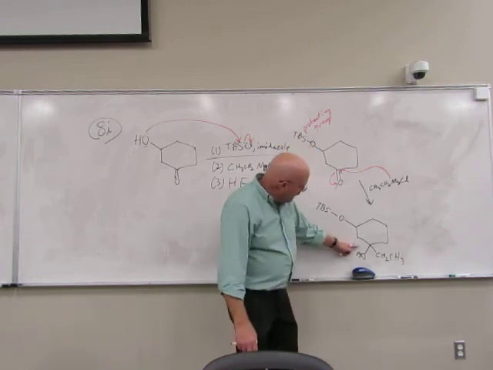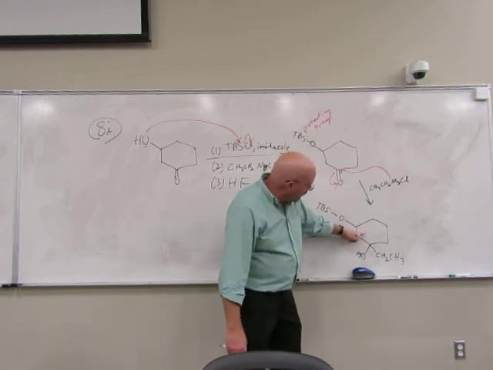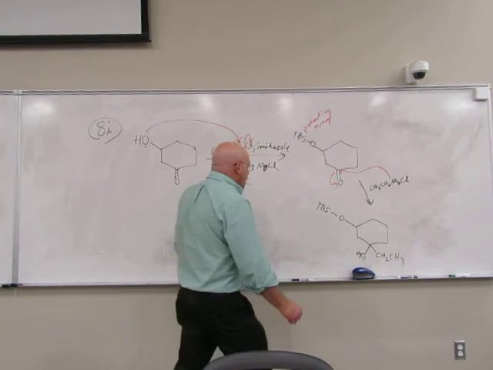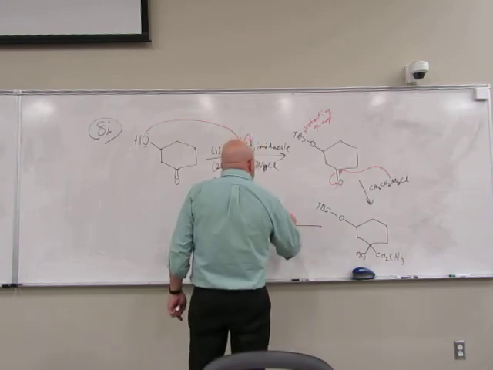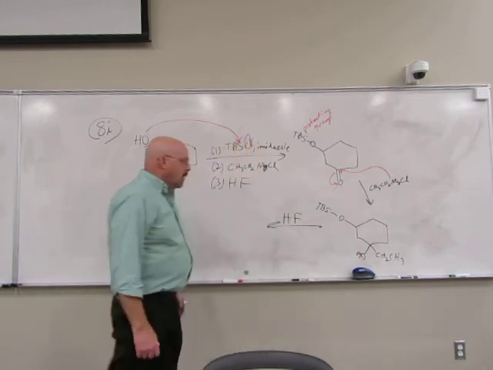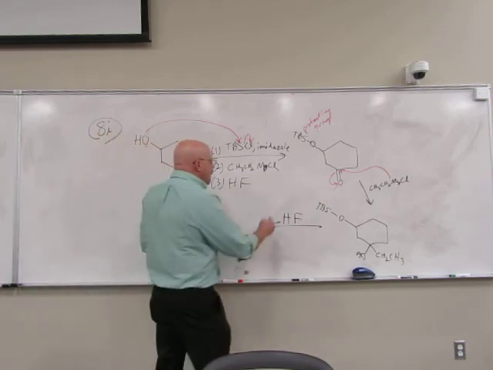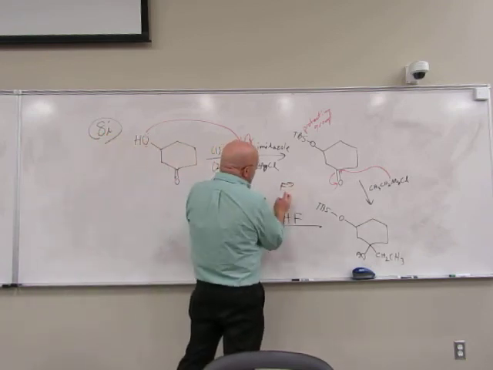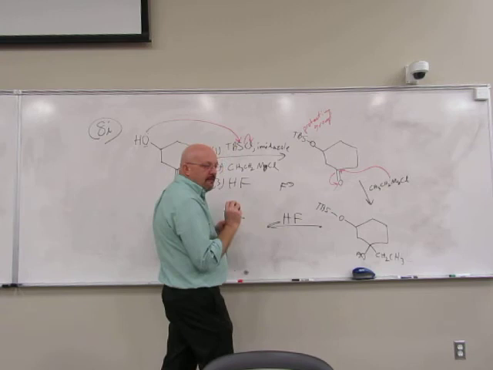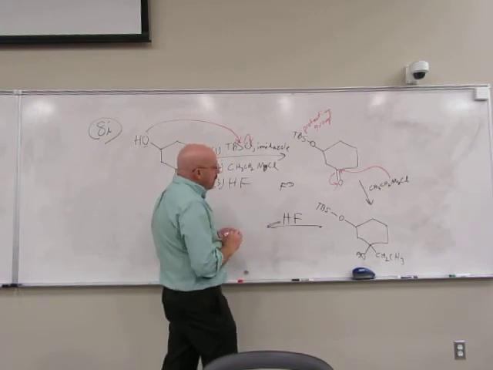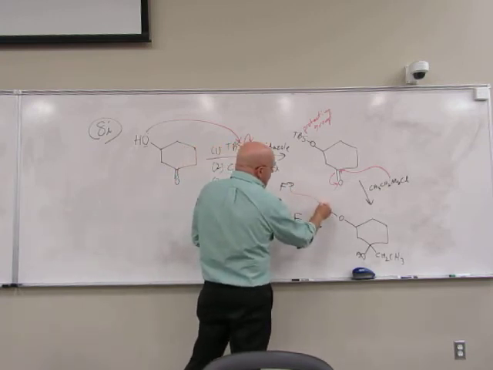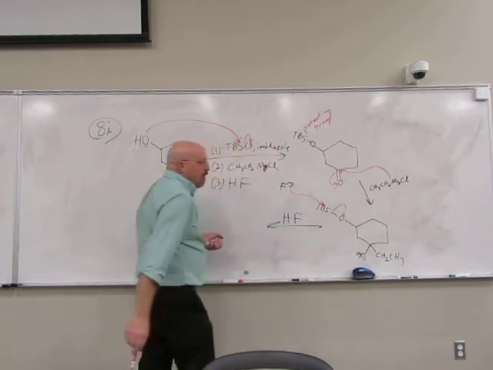Now, if they try to kick back in and reform the carbonyl, there's nothing we can kick off, so it's stuck here. The last step, we are adding HF. So we talked about that the fluoride ion, fluorides like to remove, they love that TBS group. So the fluoride's going to take that off and kick the oxygen off.